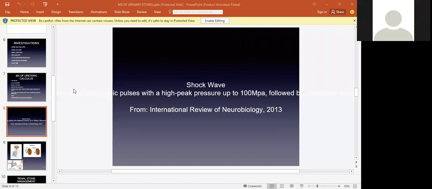Okay, any more questions? Otherwise we can proceed. Excluding the limitations and the preparation and the delay, can we say the IV urogram will be the better investigation than the CT?